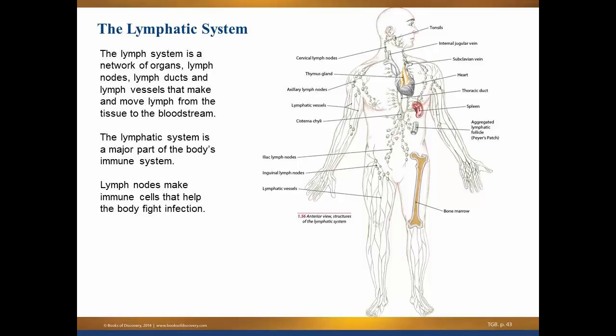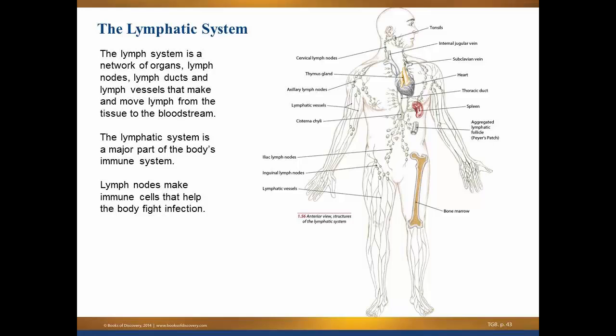The final system that we'll review today is the lymphatic system. The lymph system is a network of organs, lymph nodes, lymph ducts, and lymph vessels that move lymph fluid from the tissue to the bloodstream. The organs that are a part of the lymphatic system include the thymus gland, the spleen, and tonsils. The lymphatic system is a major part of the body's immune system.